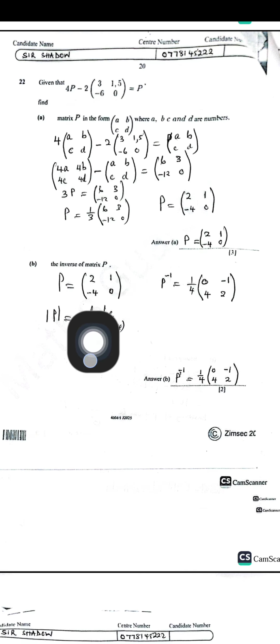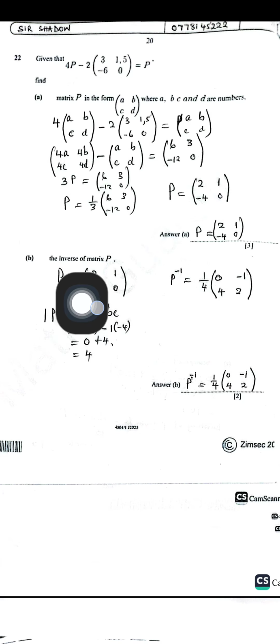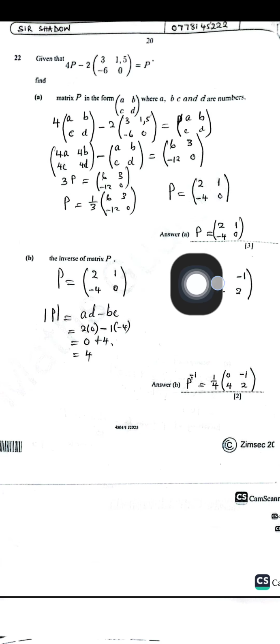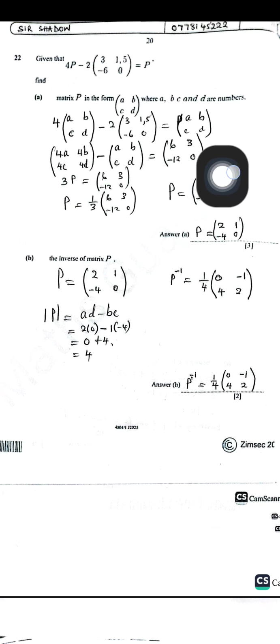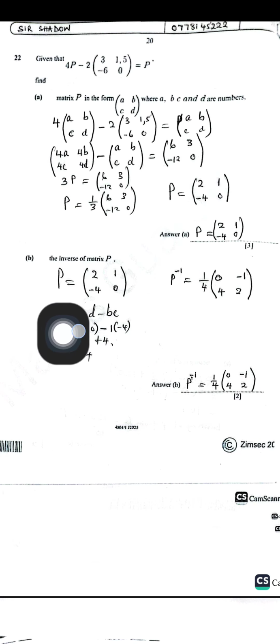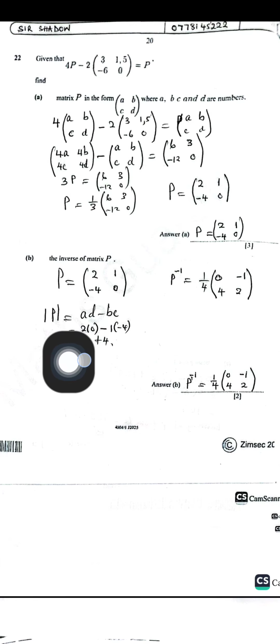All right. Let's move on to another question, which is part B. Find the inverse of matrix P. I want to find the inverse of matrix P. In other words, hence find the inverse of matrix P, because I managed to find the matrix P. So for the inverse, I'm saying P is equal to 2, 1, minus 4, 0. So I want to find the inverse. So what I have to do is find the determinant first.